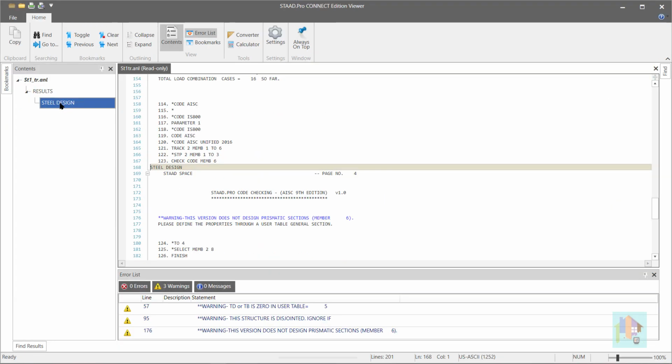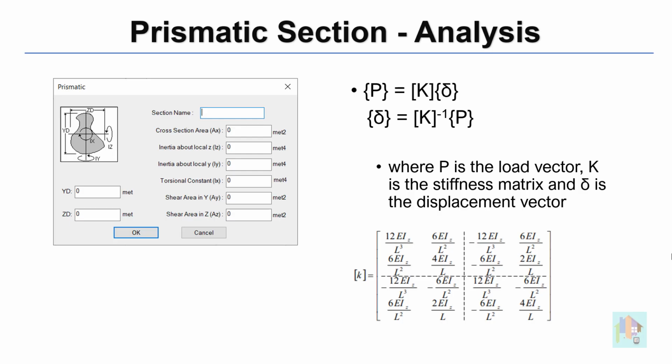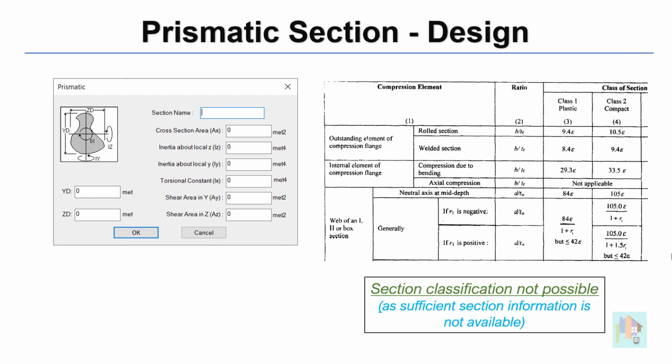If we try to design a prismatic section using any design code like AISC or Indian code, a warning will be reported that prismatic section design is not possible, and we need to define it using the user table general category. For a prismatic section, only the properties are available, which can be used for analysis purposes. During analysis, the stiffness matrix is formed, for which the inertia and area values are required, which are available. As there is not sufficient information about the section dimension during design using the limit state method, the program is unable to determine the section class. Hence, design rules will remain unknown and design will be terminated.